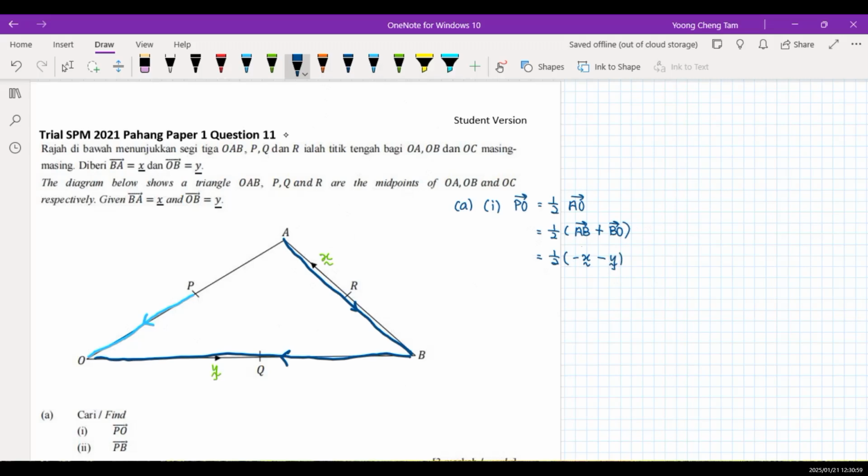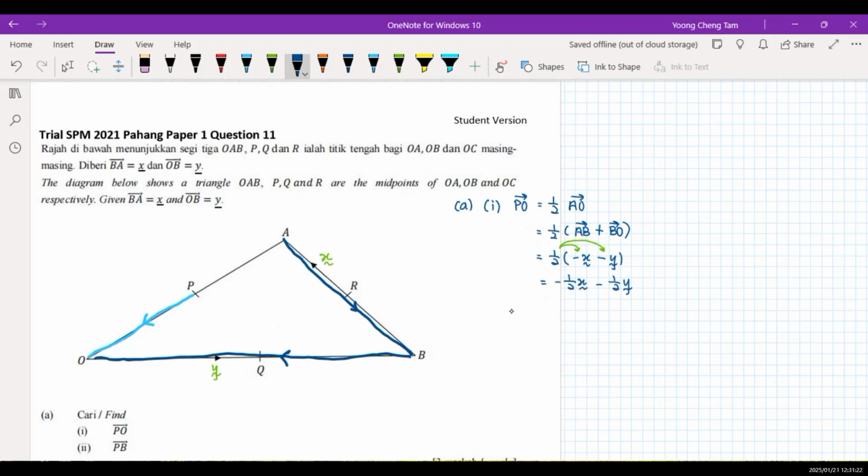After that, open the bracket. So 1 over 2 times negative x and 1 over 2 times negative y. So the answer for vector PO is negative 1 over 2x minus 1 over 2y. That's the answer for question A1.